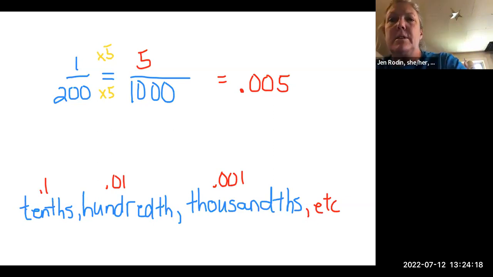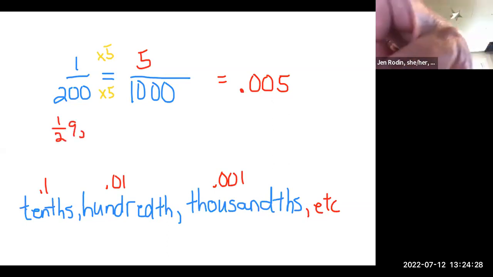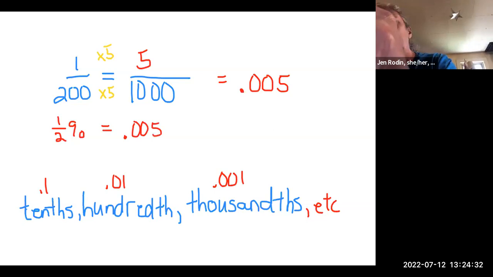So what was my original problem? I had 1/2%. So 1/2% equals 0.005 or 1/200. See, so it could be in decimal form, fraction form, or percent form. That's a lot for people to take in usually.